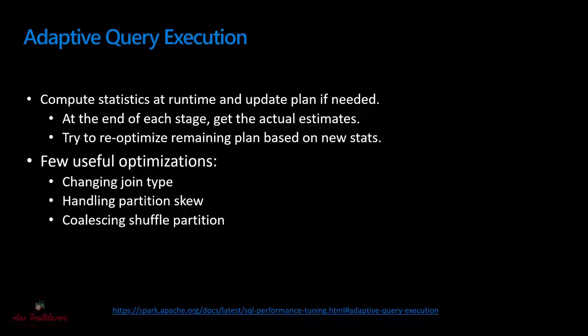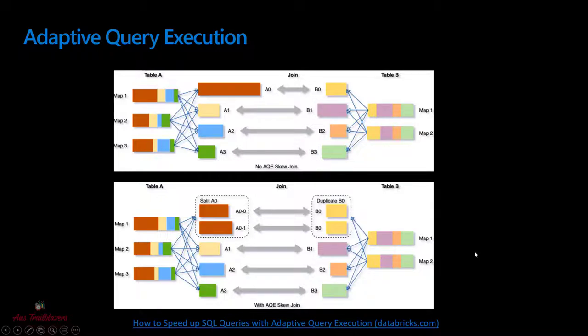The other type of optimization is handling partition skew. Data skew can severely degrade the performance of join queries. This feature dynamically handles skew in sort merge join by splitting and replicating, if needed, skewed tasks into roughly evenly sized tasks. Let's look at this with an example. As you can see here in the top image, there are four partitions, and given that A0 is skewed in this case, the overall duration of the execution of this stage will depend on the task going to process A0. So the overall processing of this stage will be much higher than what it's supposed to be.